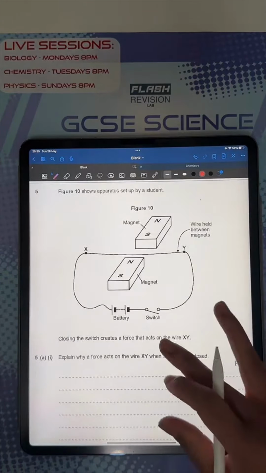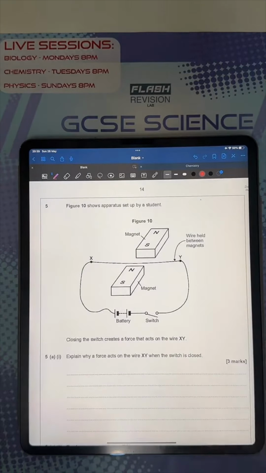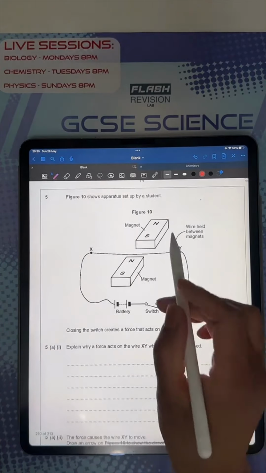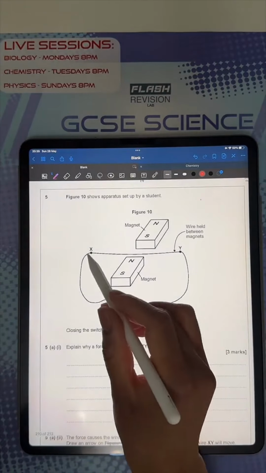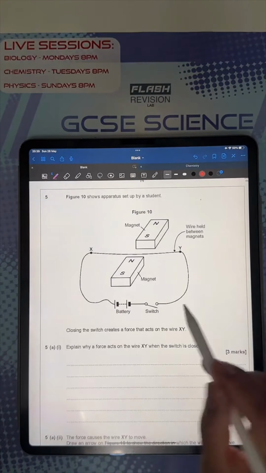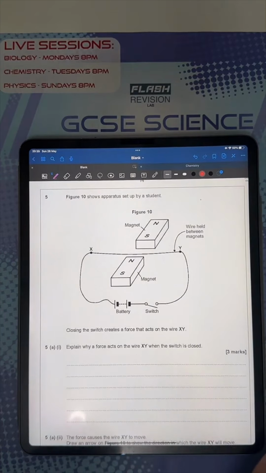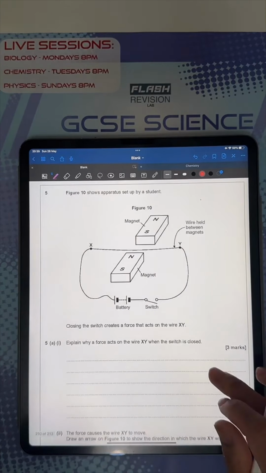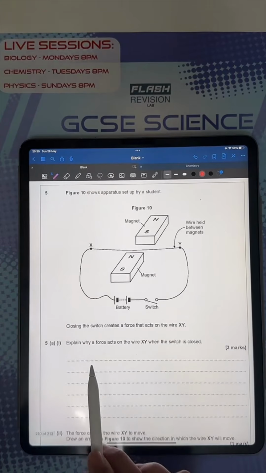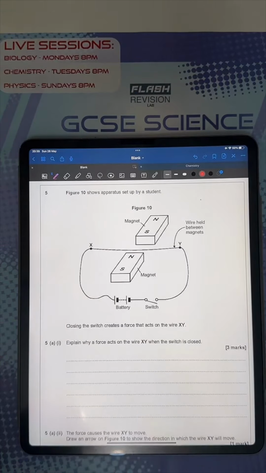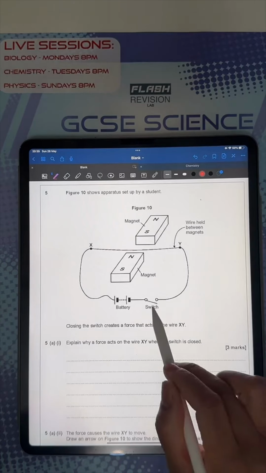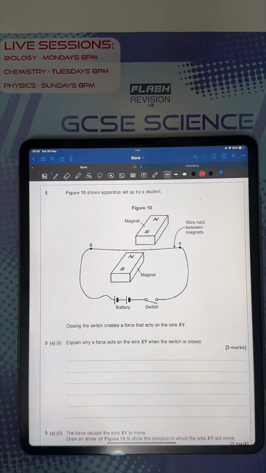All right. One of the harder topics in physics here: magnets. This question, we've got two magnets, we've got a wire in between the magnets, and we've got current flowing through the wire, or we've got a switch that will cause it. Everyone's worst topic, probably. Explain why a force acts on the wire XY when the switch is closed.